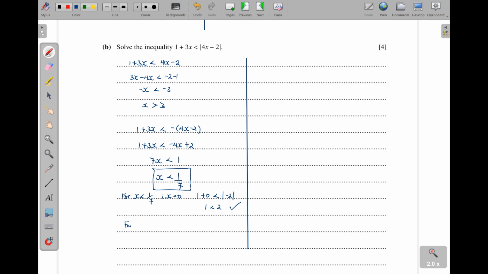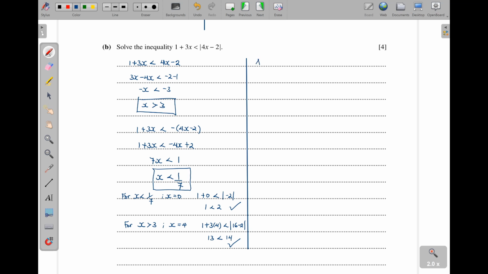Then I can also test this one, x greater than 3. Let us take a value like 4, x is equal to 4. Then I substitute in here. We have 1 plus 3 times 4. Is it less than 4 times 4, that is 16, then minus 2? So is 13 less than 14? The answer is yes. So that means even this one is a solution. So both of these are solutions.